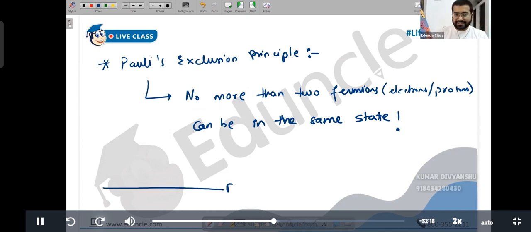So the point is, suppose I give an energy state E1, at maximum you can have 2 electrons, and that too because one will have upspin, other will have downspin. If you talk about energy state E2, at maximum I can have 2 electrons, one will be up, other will be down. Both the electrons cannot even have the same spin. That you can note if you want.